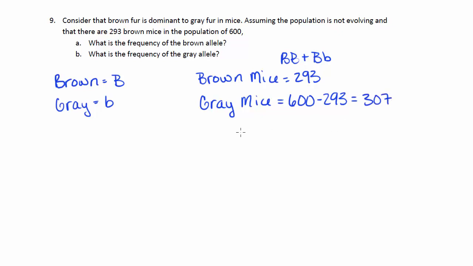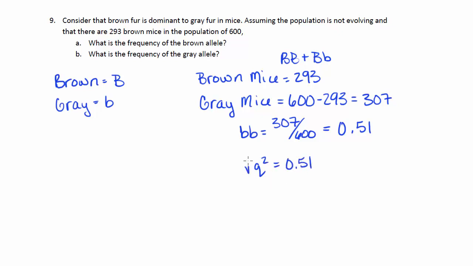So this is our little b. There are 307 out of 600. And I write it that way because we want to actually get the frequency of the gray mice. So we're going to take 307 divided by 600. And when we do that, we get 0.51. And so this is basically q squared. So q squared is equal to 0.51.